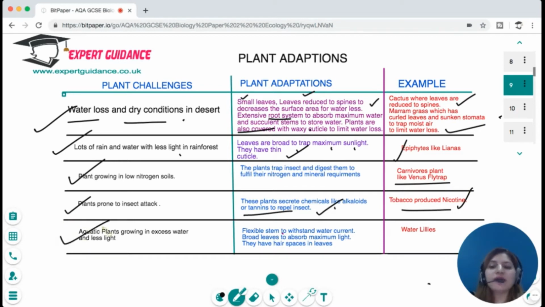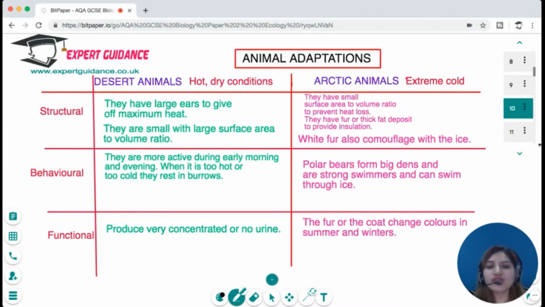Aquatic plants are growing in excess water and less light. These plants have flexible stems to withstand water current. They have broad leaves to maximize light, and they have air spaces in the leaf so that they can withstand these water currents. For example, water lilies. So you should know the different plant challenges and the adaptations with examples.